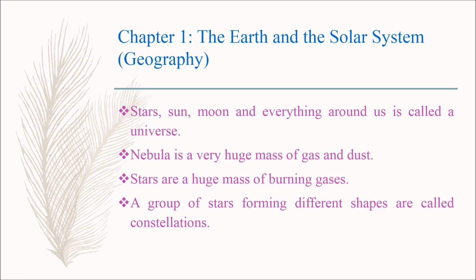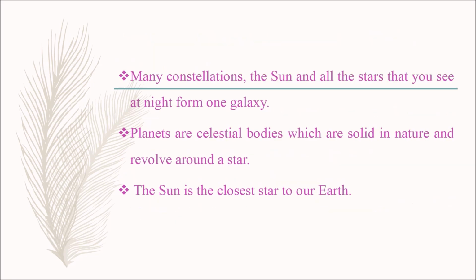Stars, sun, moon and everything around us is called a universe. Next, we have nebula. Nebula is a very huge mass of gas and dust. Here, huge means extremely large. Then we have stars. Stars are a huge mass of burning gases. A group of stars forming different shapes are called constellations. Many constellations, the sun, and all the stars that you see at night form one galaxy.